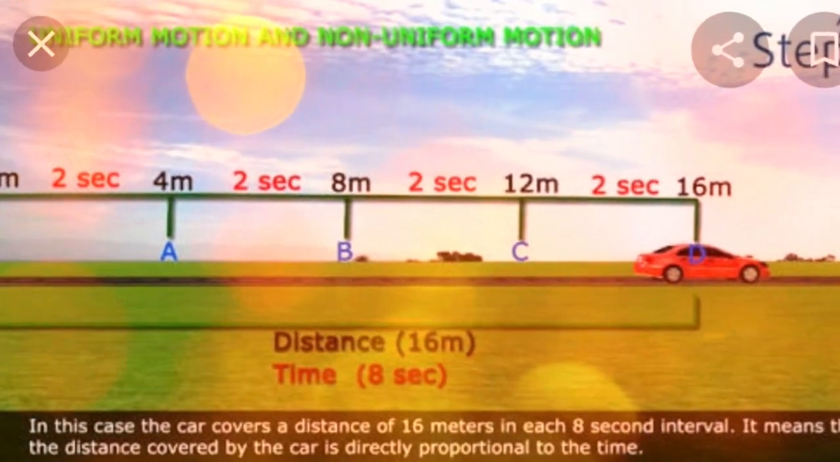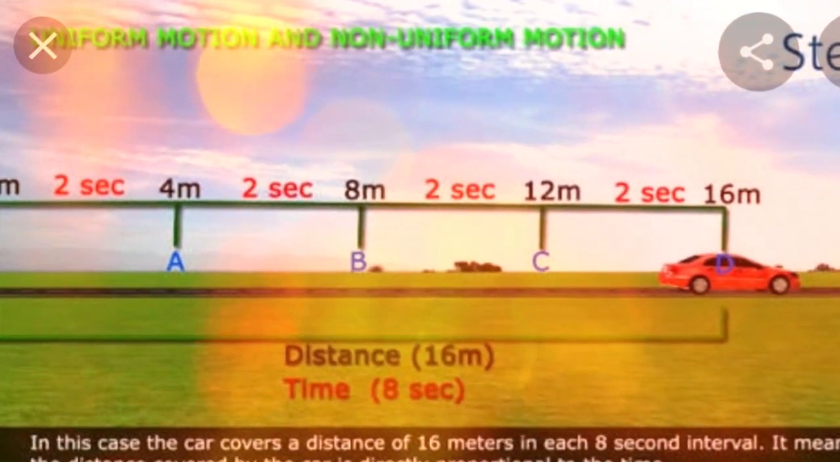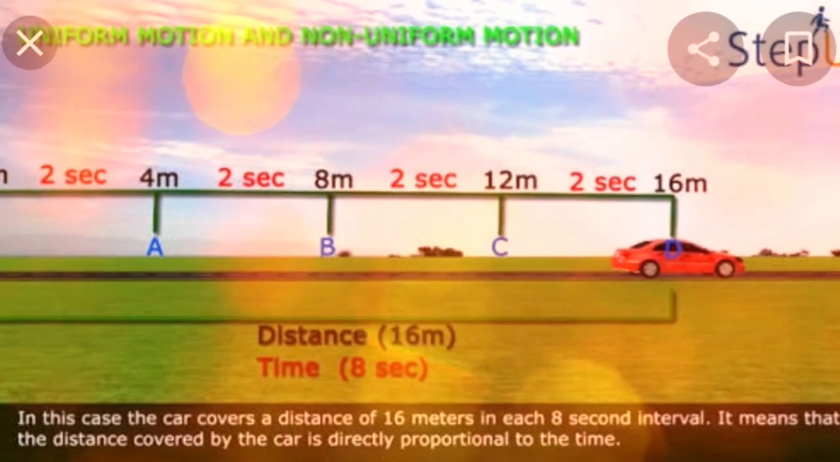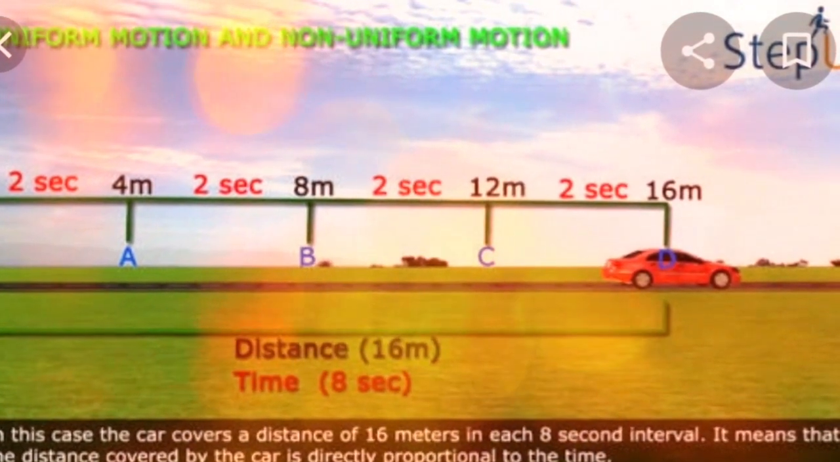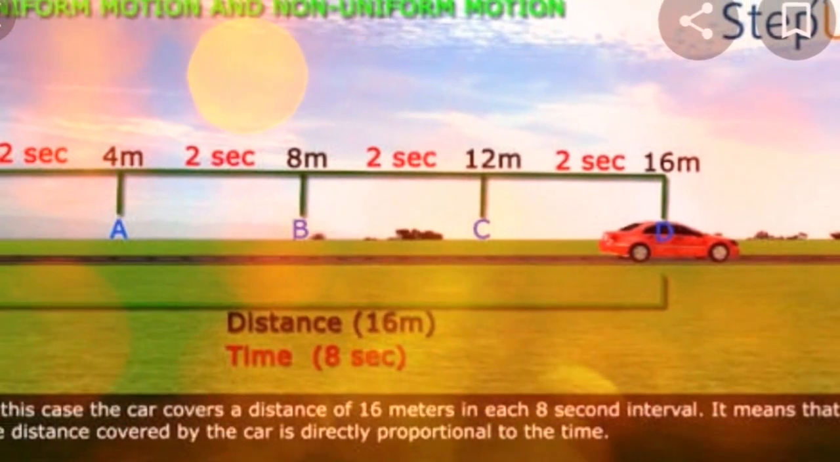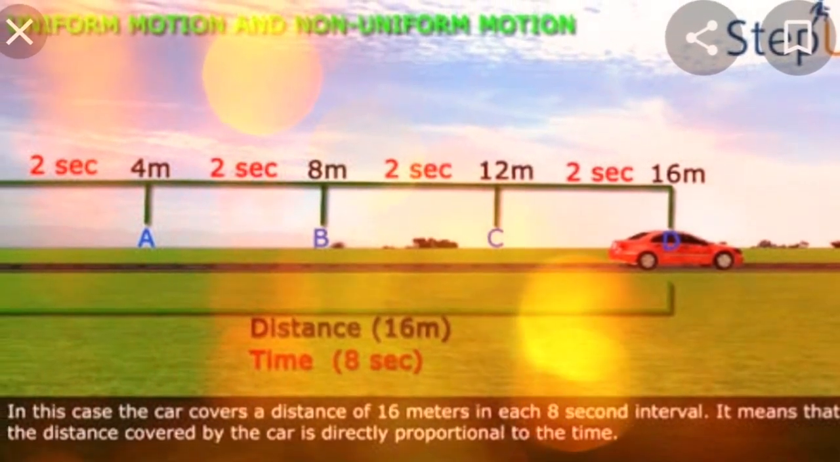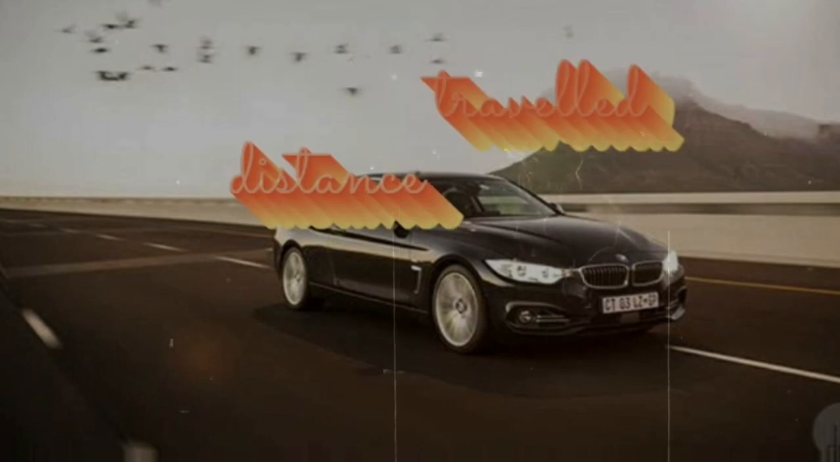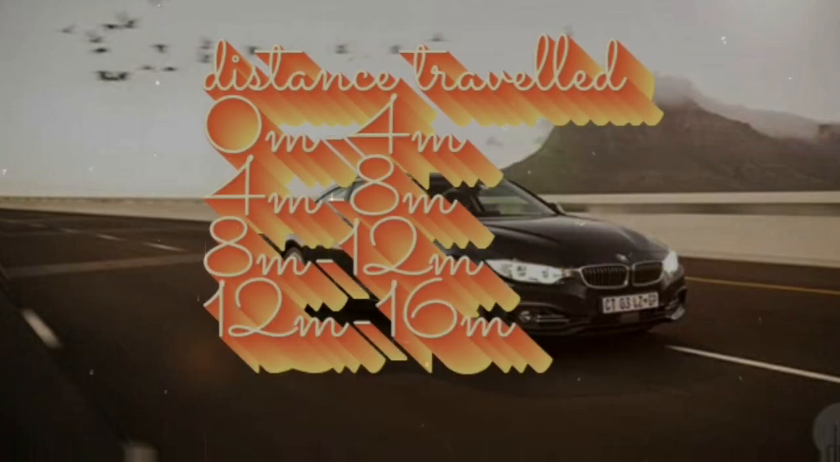In the first 2 seconds, you can see it covers 4 meter. In the next 2 seconds, again it covers 4 meters. For the next 2 seconds, again it covers 4 meter. You can see it in the picture. So in this example, for different time intervals, the distance traveled by the car is given. You can see here in the table given.